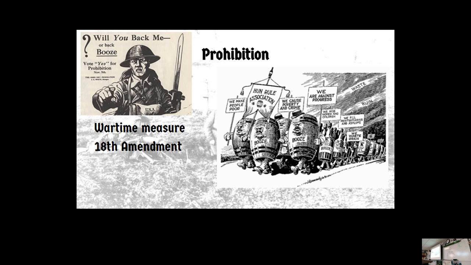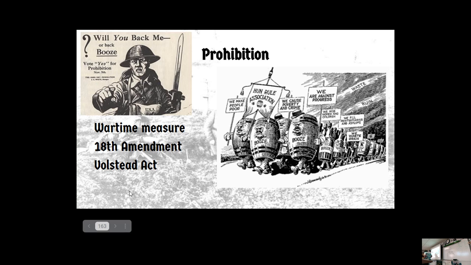Now, this is going to be kind of tough because states are going to have to pass it too, because it's just going to be really tough to enforce. There's no federal police force. They need the cooperation of states. There's going to be a lot of holes in it. But all of this would never have happened without the war. And then the Volstead Act would be signed, and that would enforce it.